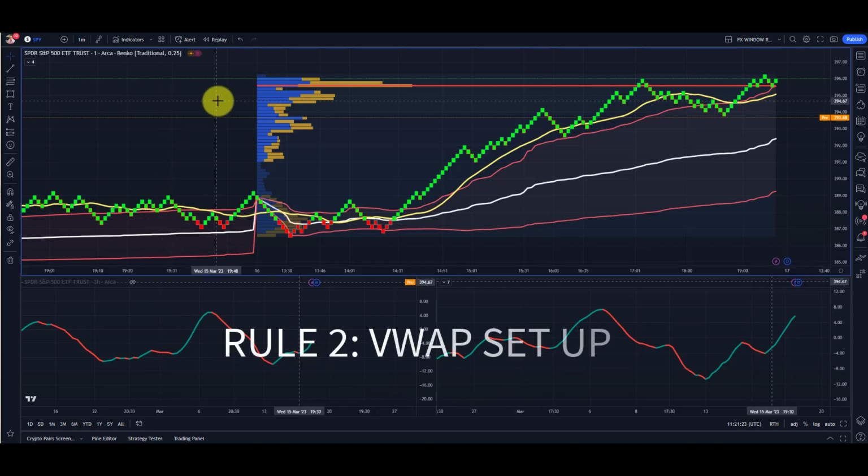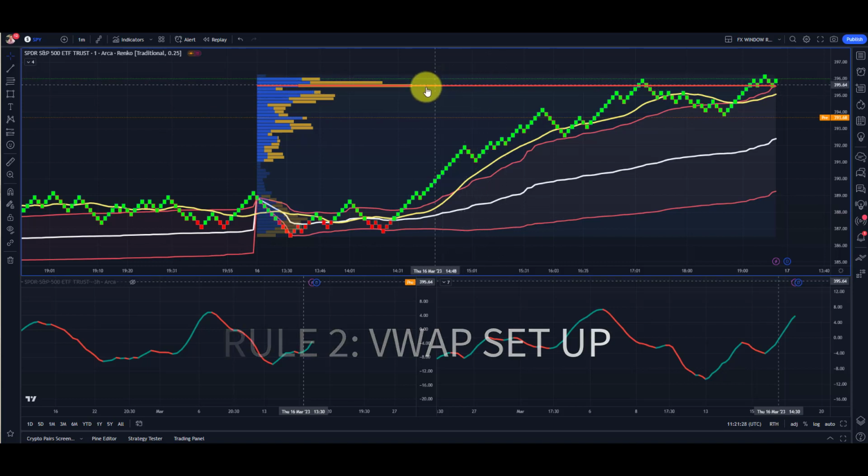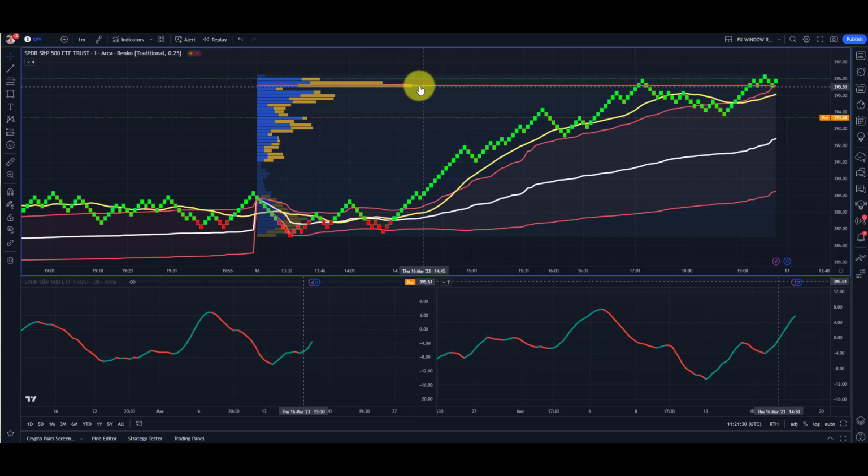Now, I mentioned previously the point of control, this red line up the top here. Now, this is going to be very important. We want that within the bands between the two light red pink lines there, the VWAP bands. And that's important because we want the momentum, the ping from the VWAP, white line there. So rule 2, get the point of control line in between the two VWAP bands.